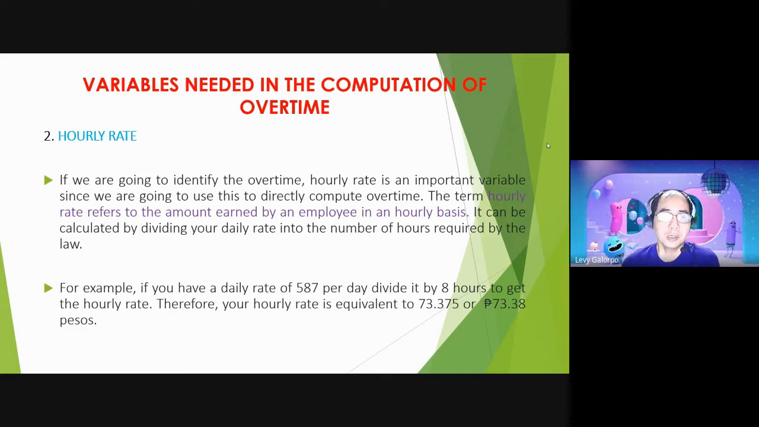Second one, hourly rate. So, sa hourly rate naman, madali lang kuhanin siya, i-divide mo lang naman sa 8 hours. Diba? Kung 500 ka a day, so divide mo lang sa 8 hours, doon natin makukuha yung hourly rate.